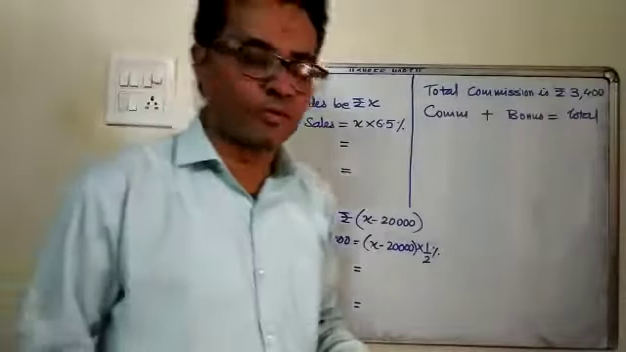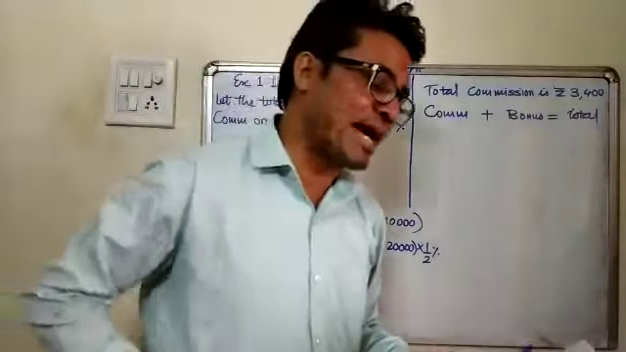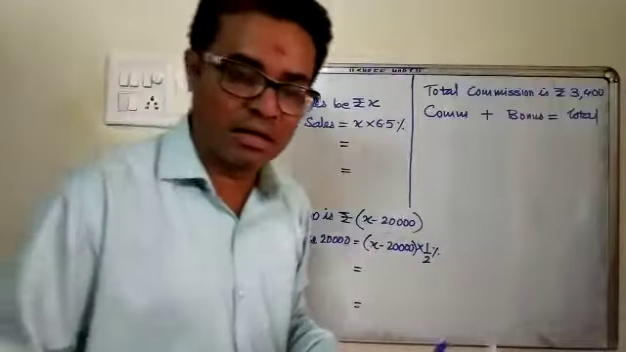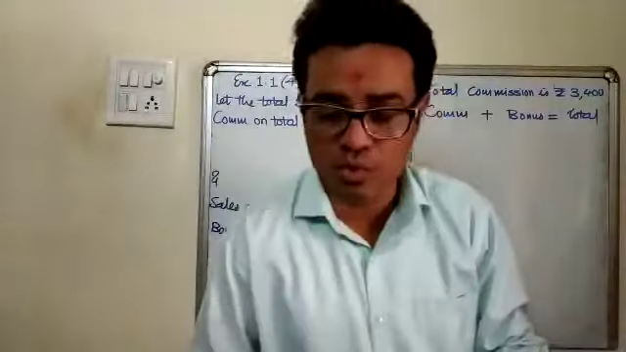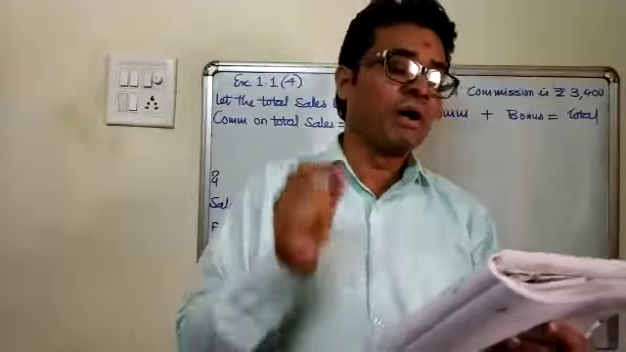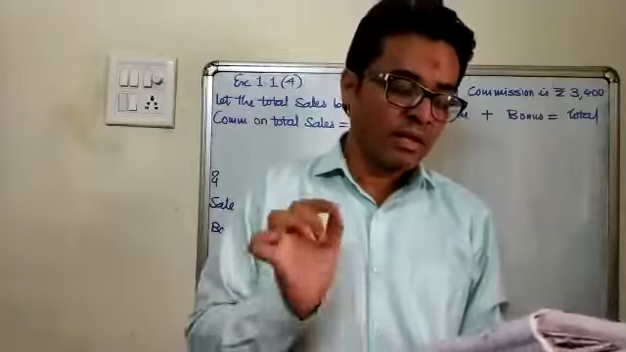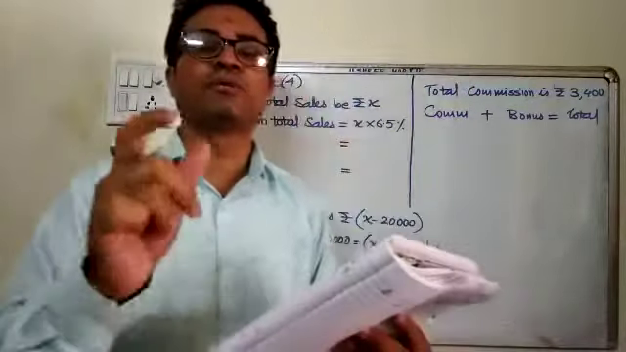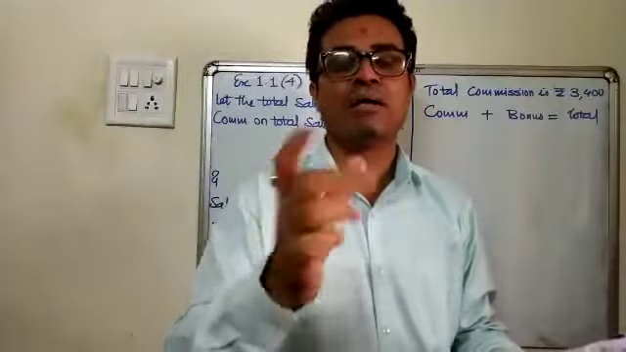Your question number 4. Anita is allowed 6.5% commission on the total sales made by her plus a bonus of half percent on the sales over 20,000. If her total commission amounts to rupees 3,400, find the sales made by her.